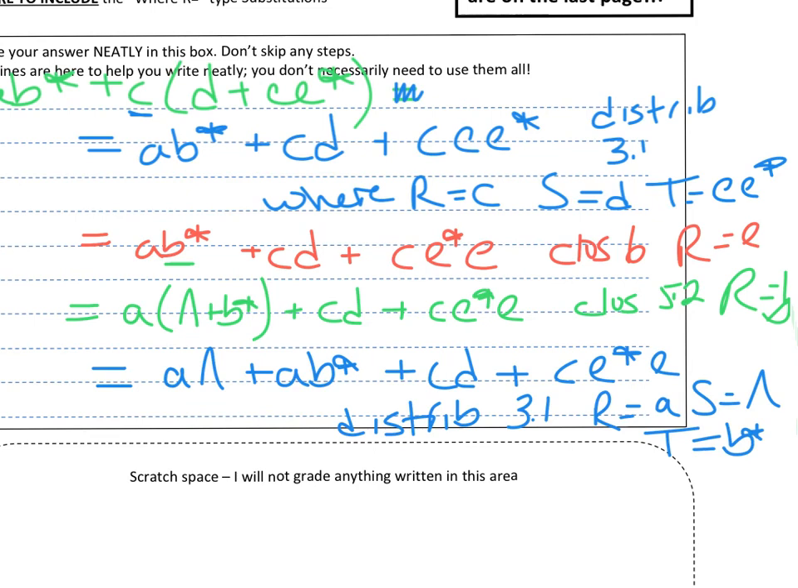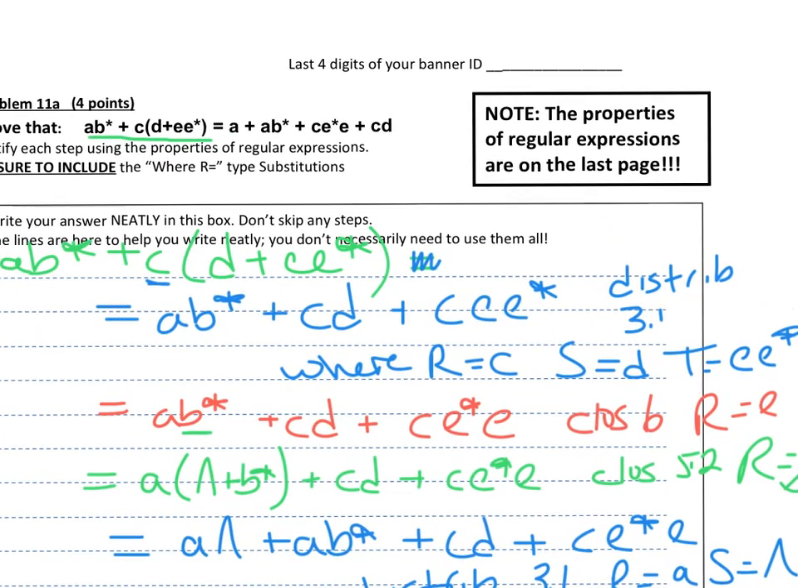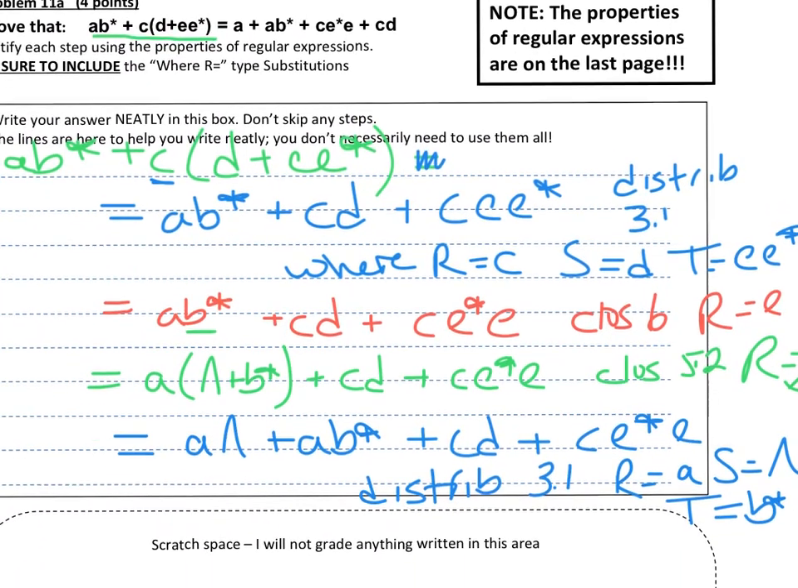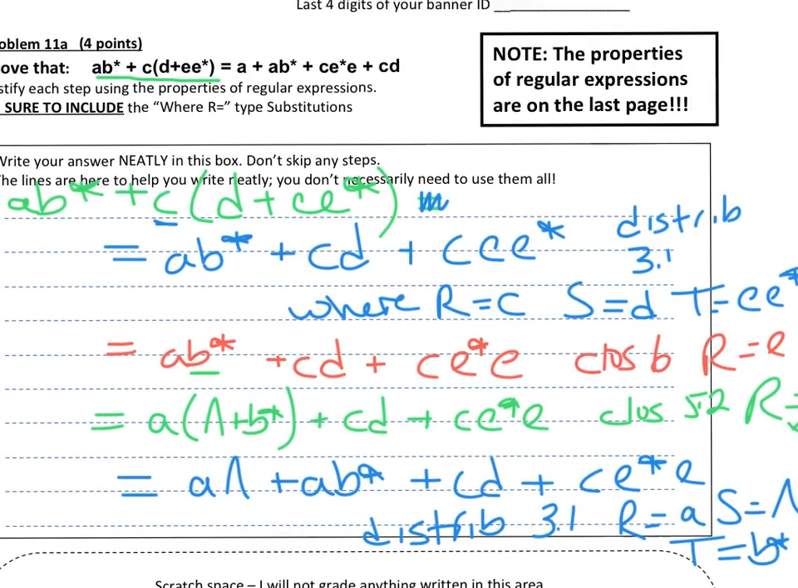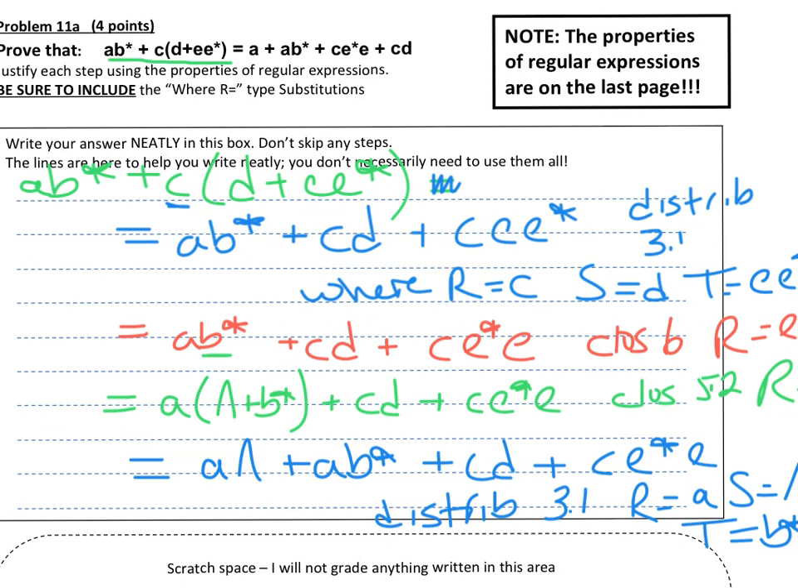Okay. And now we're almost at the solution. Remember what we're trying to get to. We're trying to equal AB star, right? Well, we have the AB star part, right? Oh, sorry. We're trying to get to A plus AB star. Where's my, here we go. A plus AB star, well, we got that, except we got this A lambda, but we can deal with that, plus CE star E. We got the CE star E and the CD. So we're getting pretty close.